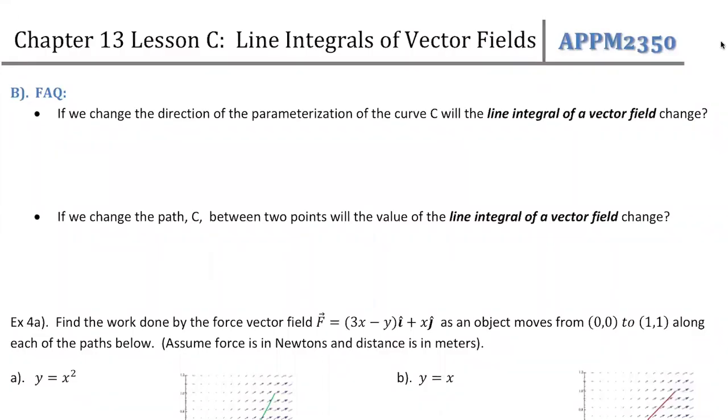Okay, so we're going to do a couple of examples of finding a line integral along a curve in a vector field. But first, I want you to try, based on what you've learned so far, to answer these two FAQs. Number one, do you think if we change the direction of the parameterization, that the line integral of the vector field will change? And number two, do you think if we change the path between 2 points, that the line integral will change?